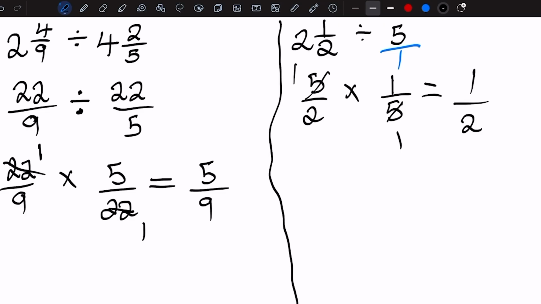Next one. We have 4 over 3 divided by 4 and 2 over 5. So we see that we still have mixed numbers, but the mixed number is on the second side this time. So let's just do that changing. I'm just going to write the first fraction, write my sign, then I'm going to change this mixed number into an improper fraction.